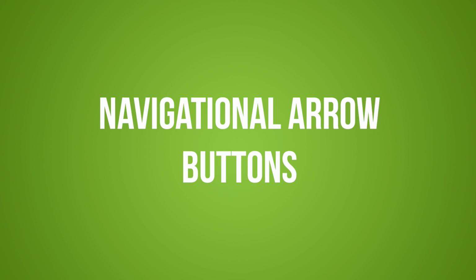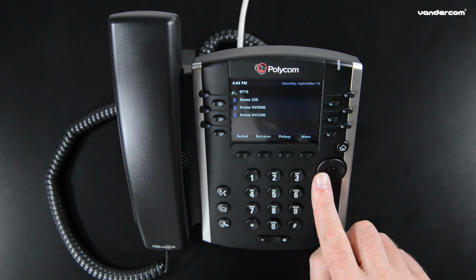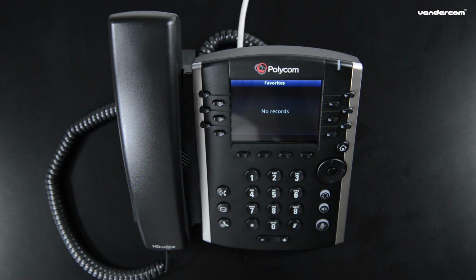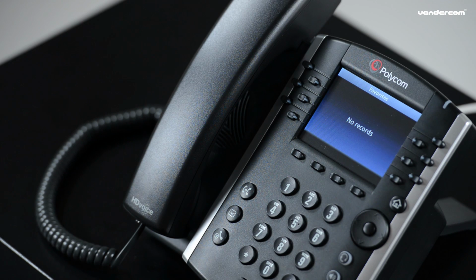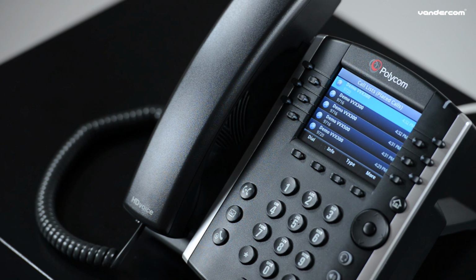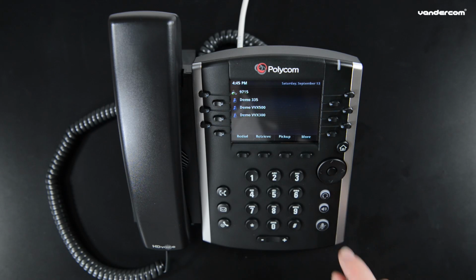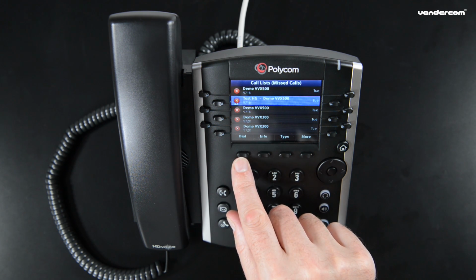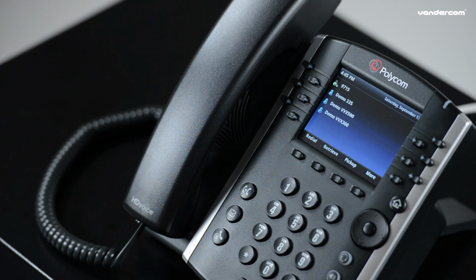Navigational arrow buttons. On the right is the navigation buttons. The up arrow gives access to your speed dials, favourite list for your most frequently dialed numbers once programmed. It will store 100 numbers for you. The right arrow key displays your calls placed. The down arrow key displays your missed calls, and the left arrow key navigates back to the main screen. Highlight any number from the lists and press dial to make a call.